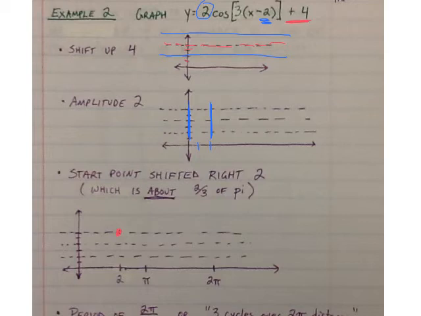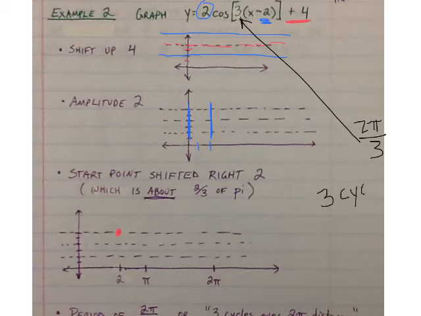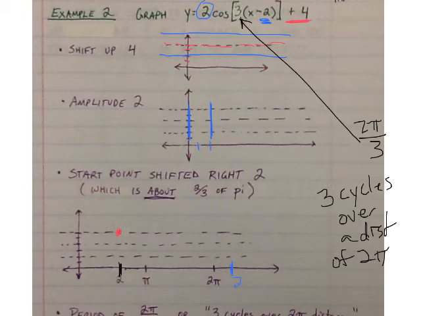And it looks like what we have is a period of 2 pi over 3. And that's not an easy number to think of, so why don't we just think of it as 3 cycles over a distance of 2 pi. So if we start at 2 and we want to go a distance of 2 pi, we're going to eventually get to 2 pi plus 2. That would be our total distance.